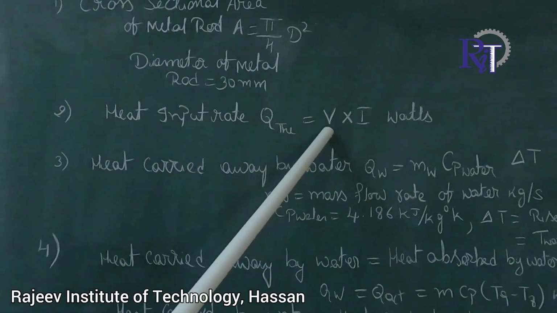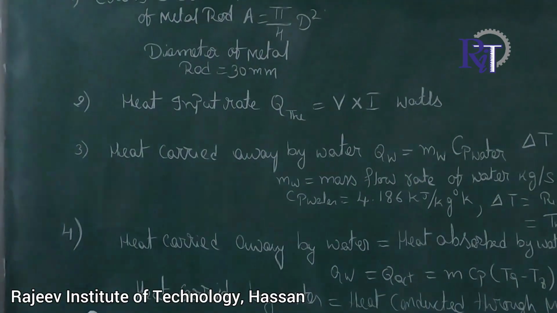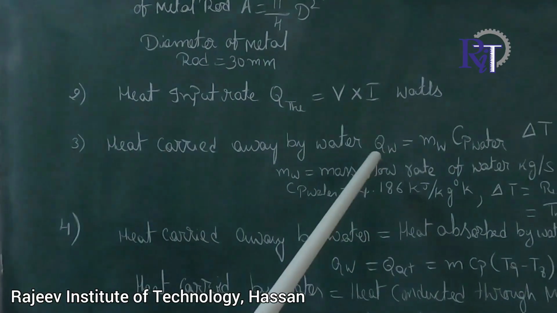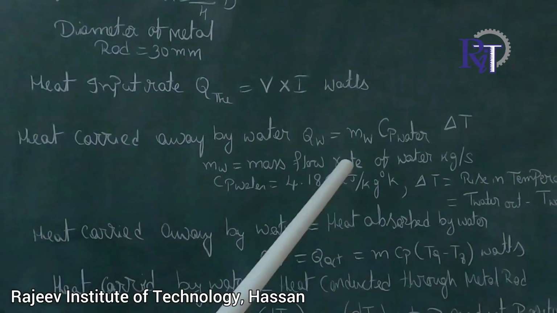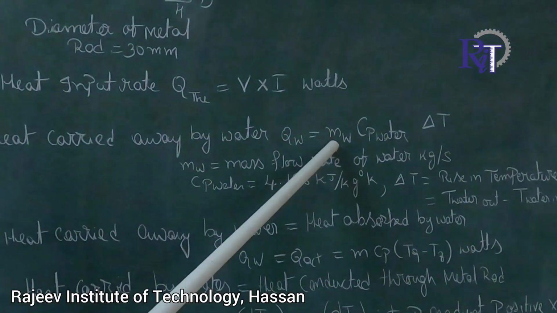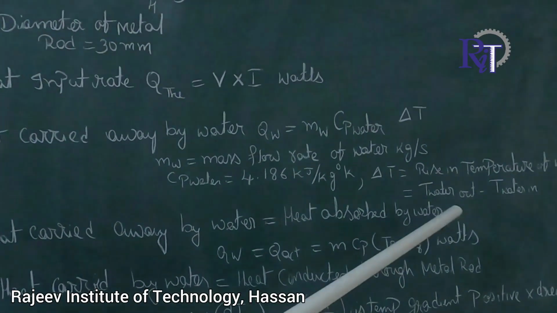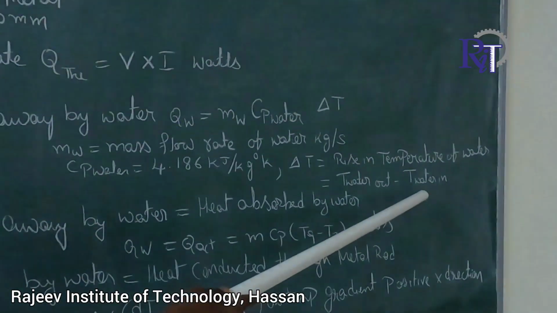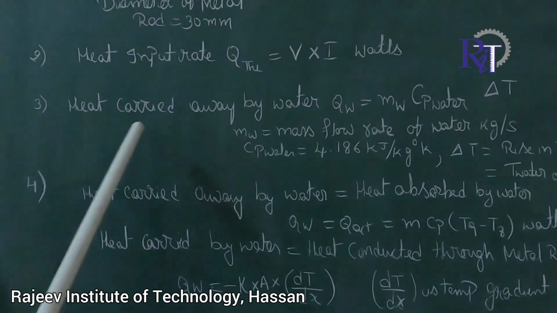That is voltage and the ammeter reading. So you can find out how much heat is being passed to the inlet. Next is the heat carried away by the water. The water is made to flow over the copper rod. So the heat absorbed by the water is given by the equation: mass flow rate of water, specific heat of water and the temperature difference. Here the temperature difference is the temperature at the water outlet minus the temperature at the water inlet. So by finding this out, we can find the heat carried away by the water.